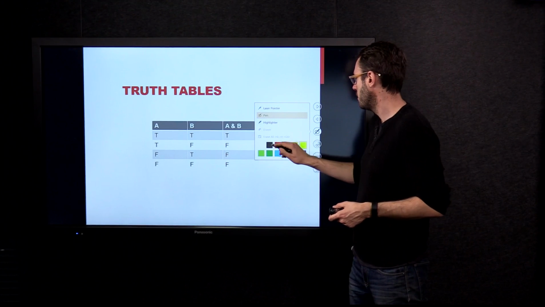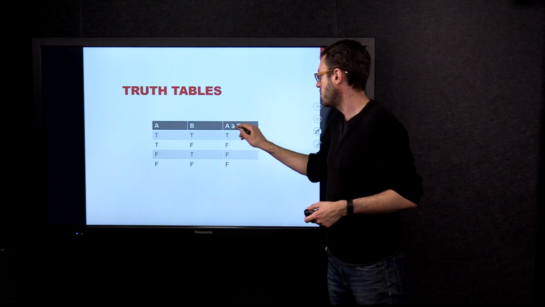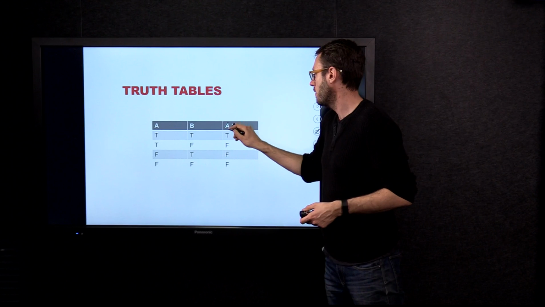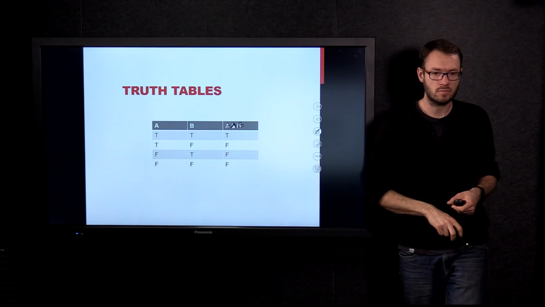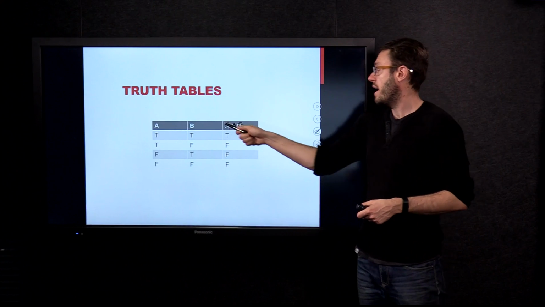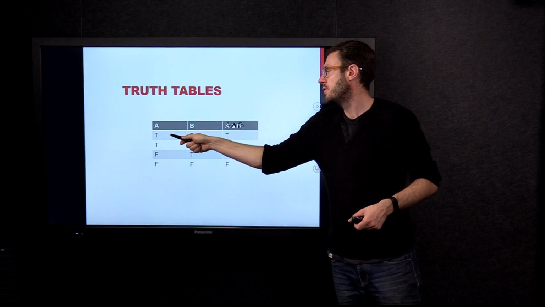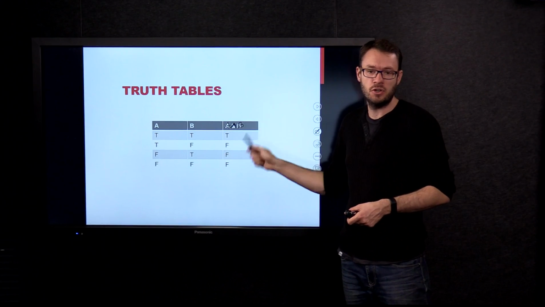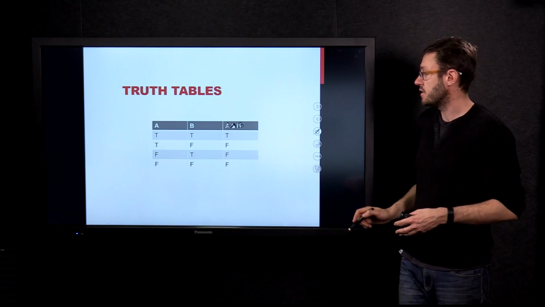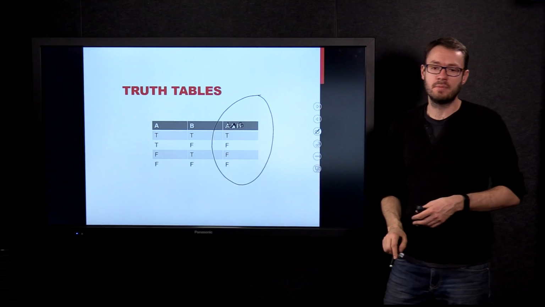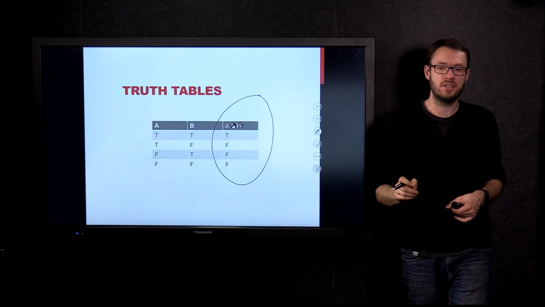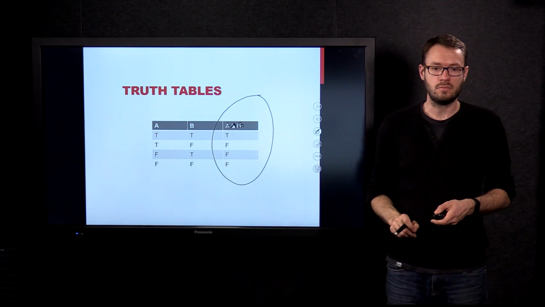Sorry, this should be the wedge. There we go. So it's the conjunction. And what we see is that when A is true and B is true, then the conjunction is true, but it's false in all the other situations. And this is our possibility map for that conjunctive proposition, which is what we want.